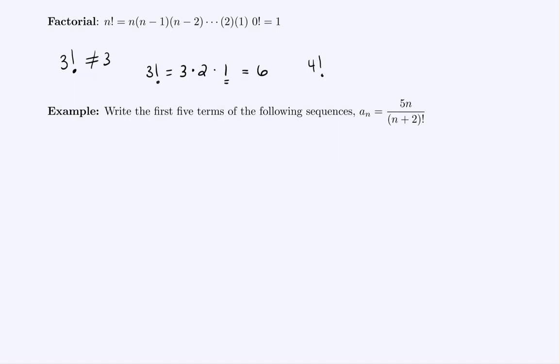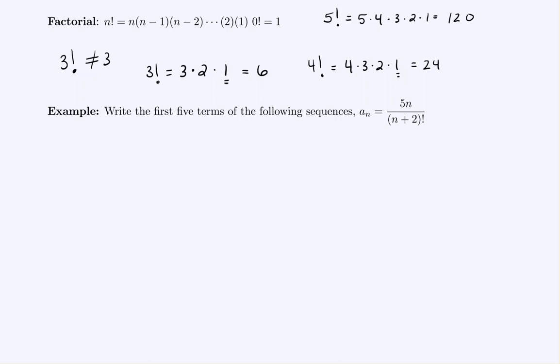4 factorial, you always start at the number you're given, 4, and you multiply down through the lower integers, stopping at 1. 4 times 3 times 2 times 1. 4 factorial represents 24. Take a moment to find 5 factorial on your paper. That would be 5 times 4 times 3 times 2 times 1, which, if you calculate it, is 120.